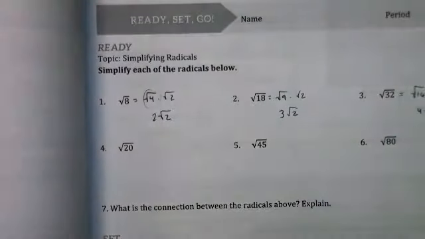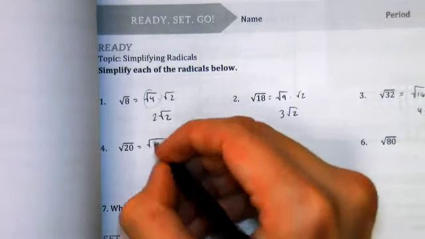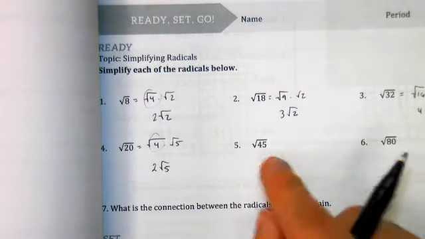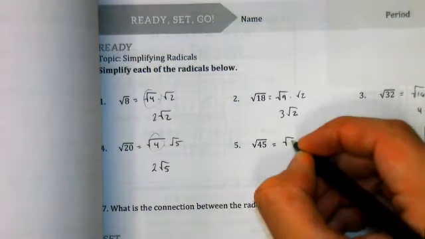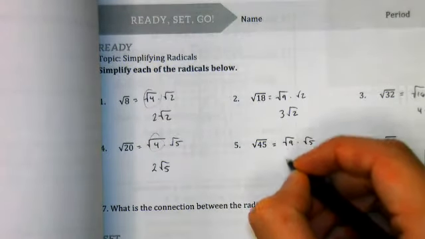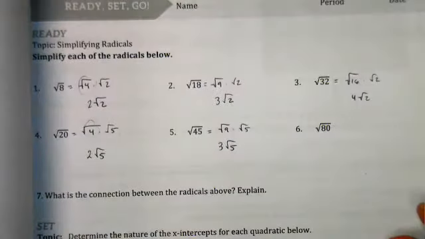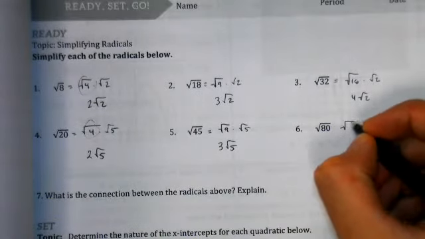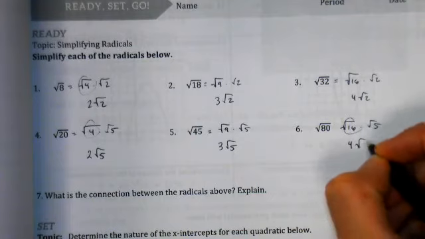Okay, the square root of 20, that's the same as the square root of 4 times the square root of 5. And the square root of 4 is 2. So this would be 2 root 5. 45. That's the same as the square root of 9 times the square root of 5, which is 3 root 5. 80. 80 is the same as the square root of 16 times the square root of 5, and that is 4 root 5.